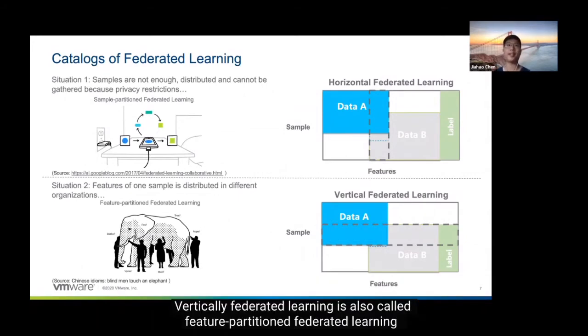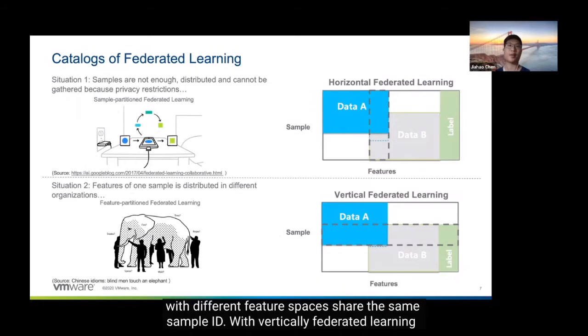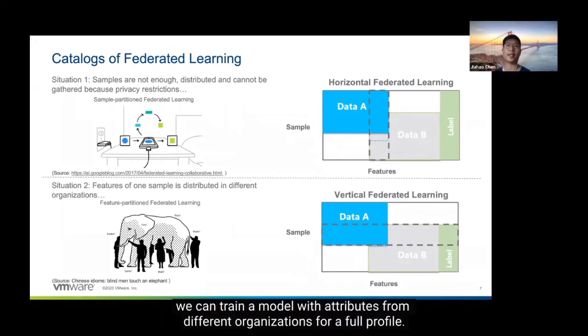Vertical federated learning is also called feature partitioned federated learning or heterogeneous federated learning, which applies to the case that two or more datasets with different feature spaces share the same sample ID. With vertical federated learning, we can train a model with attributes from different organizations for the full profile.